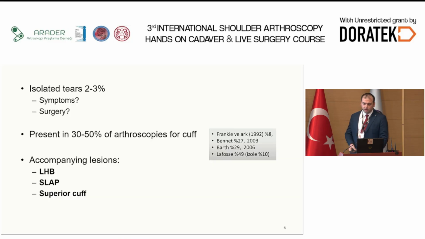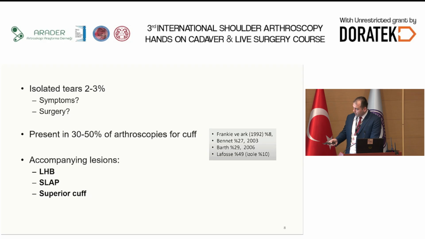Isolated tears are very rare. The most important reason for that may be they don't cause significant symptoms, and they don't require surgery. Thus, maybe they remain unidentified. We used to think that subscapularis tears were also not so frequent. In 1992, as you see, only 8% of rotator cuff surgeries were reported. But as the years go by, the frequency has increased up to 50%.